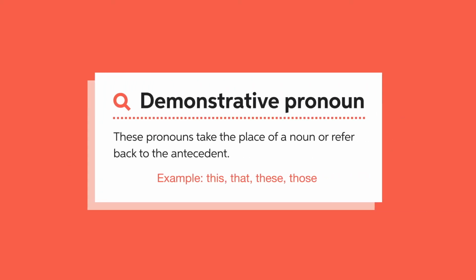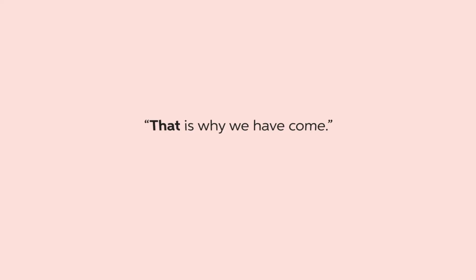Demonstrative pronouns, this, that, these, and those, function as demonstrative pronouns when they take the place of a noun or refer back to the antecedent. That is why we have come. When clarifying the noun that they precede, these same words function as determiners, which are also called demonstrative adjectives. Who gave you that coin?